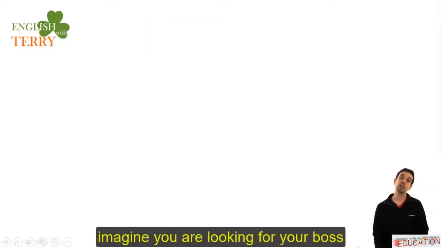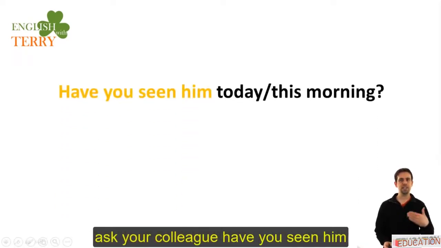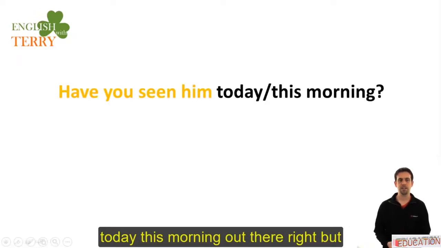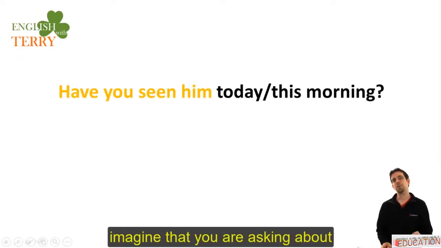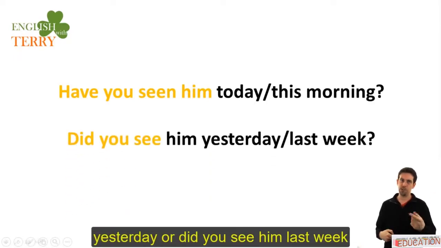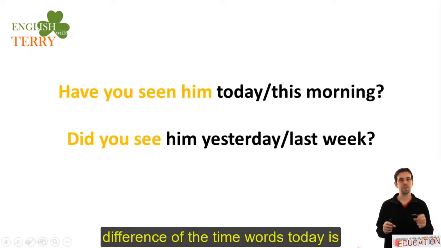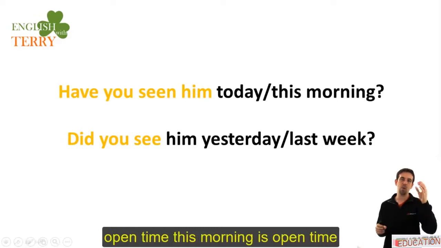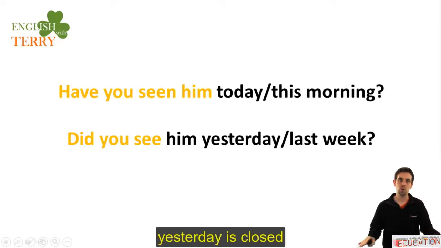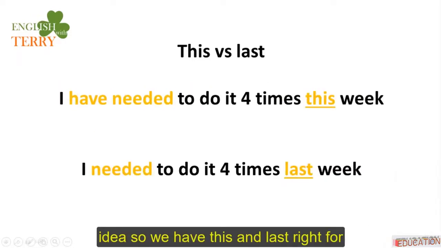So imagine you are looking for your boss. You need to talk to your boss and you ask your colleague, have you seen him today, this morning? Right there, right? But imagine that you are asking about yesterday. You say, did you see him yesterday or did you see him last week? The difference in the grammar is the difference of the time words. Today is open time. This morning is open time. Yesterday is closed. Last week is closed, right? This is the idea.